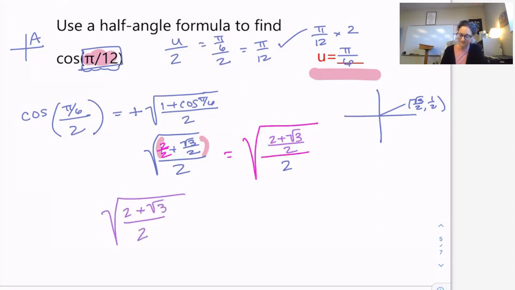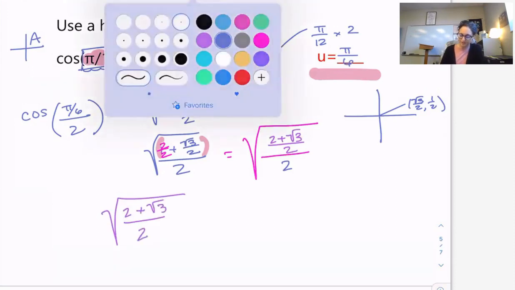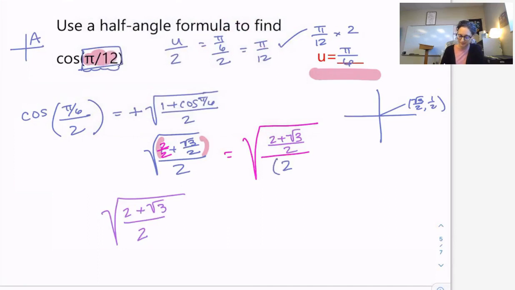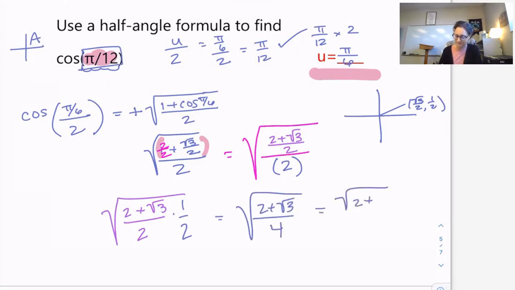So I've got that. Then I've got this divided by 2 in the denominator here, which is the same as multiplying by the reciprocal 1/2. So I'm getting square root of 2 plus square root of 3 all over 4. And the last simplification I can do is the denominator simplifies to 2, right? So that is our final answer in exact form.